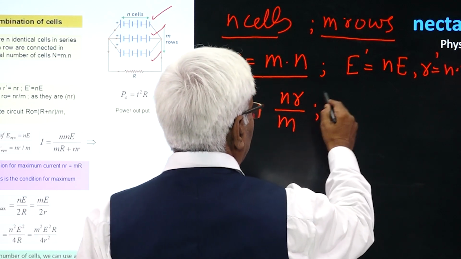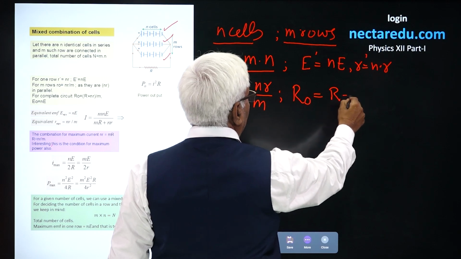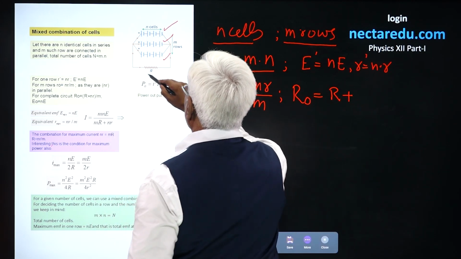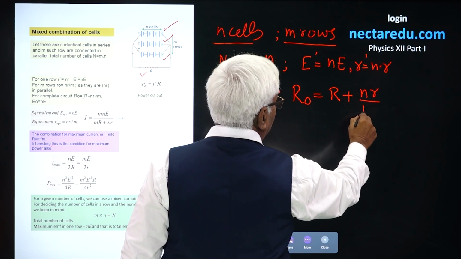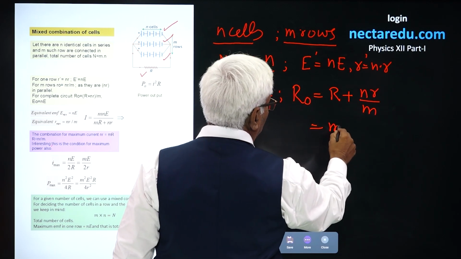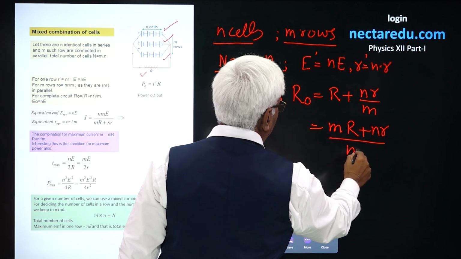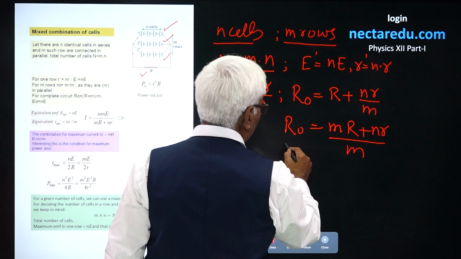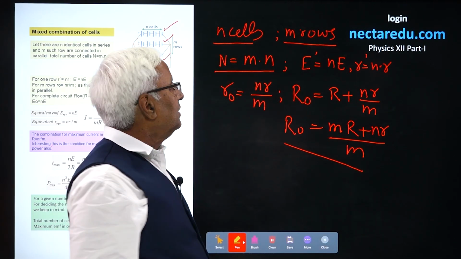So the total resistance now becomes R, the capital R being the external resistance that has been connected over here, plus the total internal resistance, and this finally amounts to R plus nr upon m. This is the total resistance of the circuit.